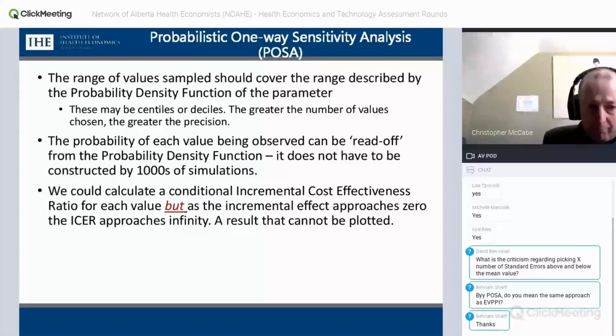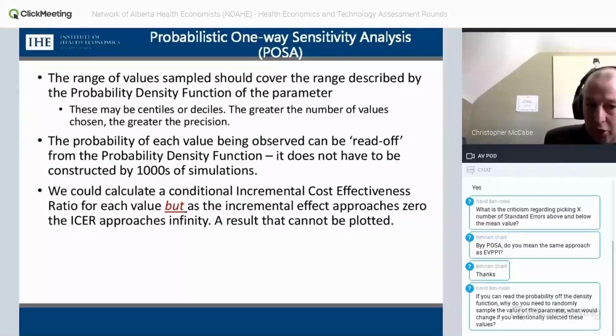Okay. So just a note here, we could calculate a conditional incremental cost effectiveness ratio. But the problem with ICERs is as the incremental effect approaches 0, the ICER approaches infinity, and we can't plot that.